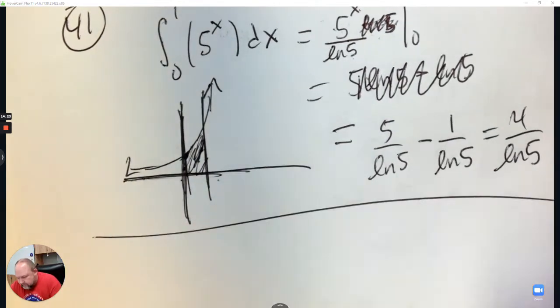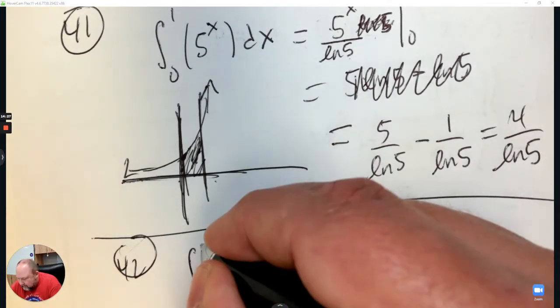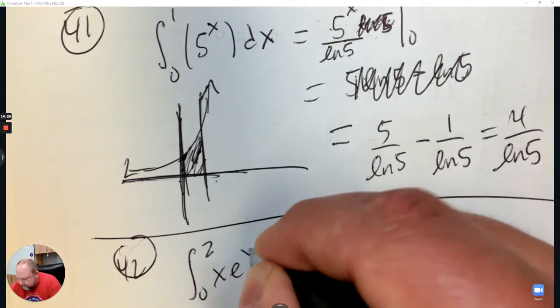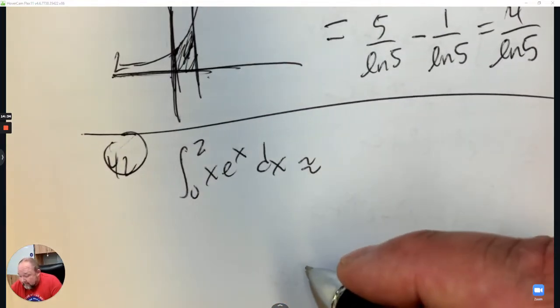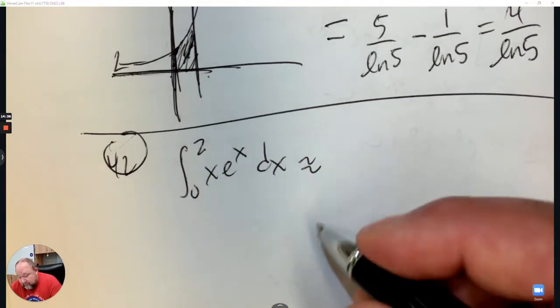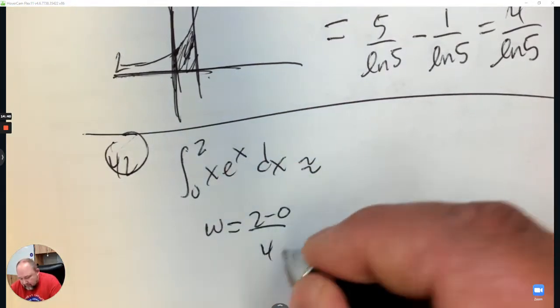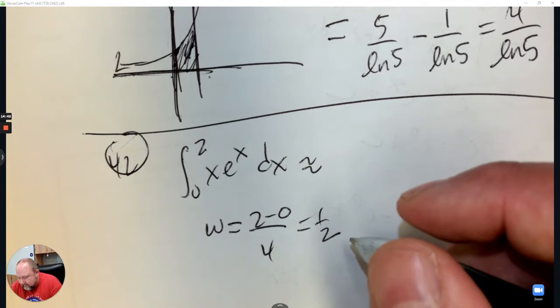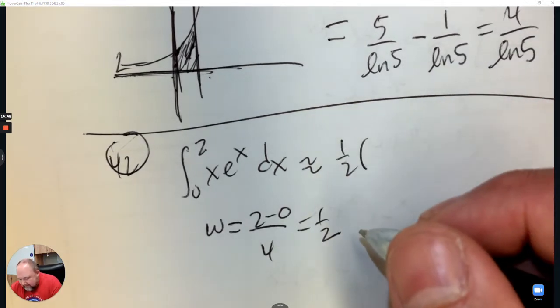All right, 42. Approximate an integration using a Riemann sum. Let's see if we remember how to do it. So in part A, it's a left Riemann sum with 4 equal subdivisions. So we're going to go top subtract bottom divided by 4. So the width is 1/2. I start with that. A left Riemann sum.